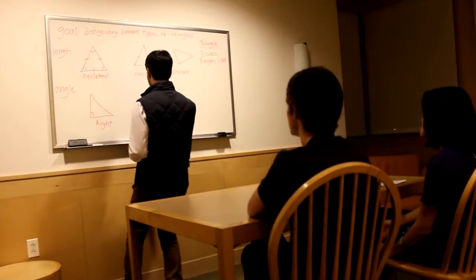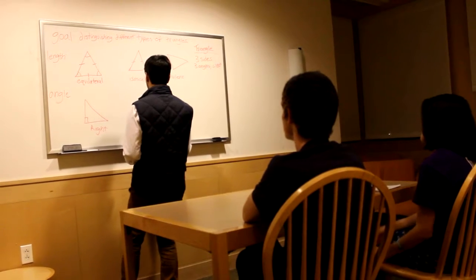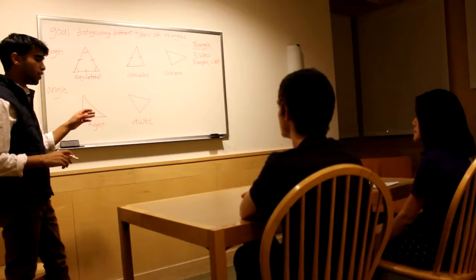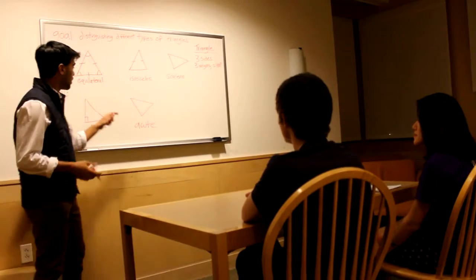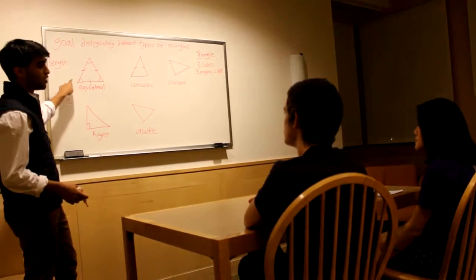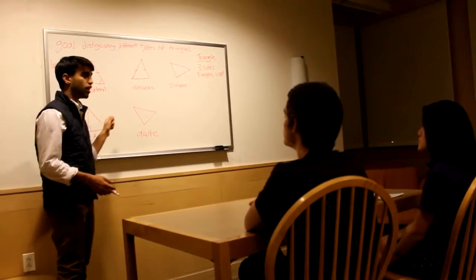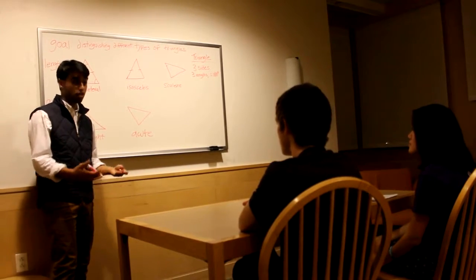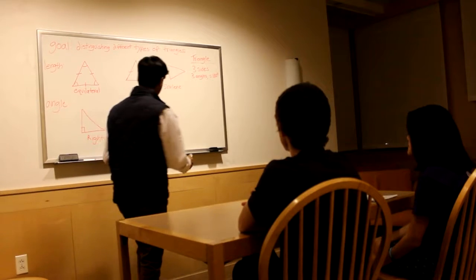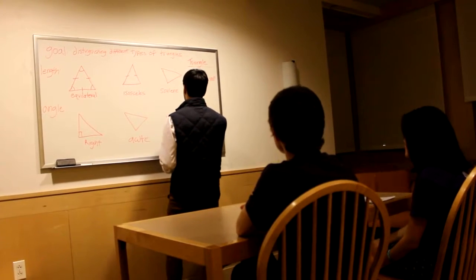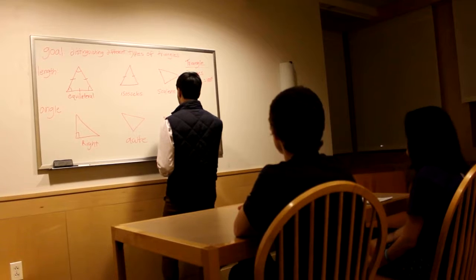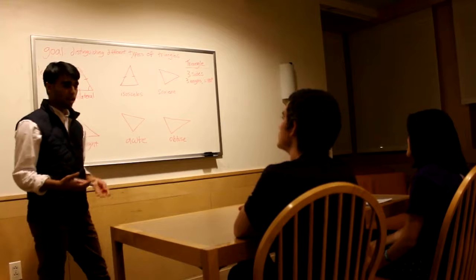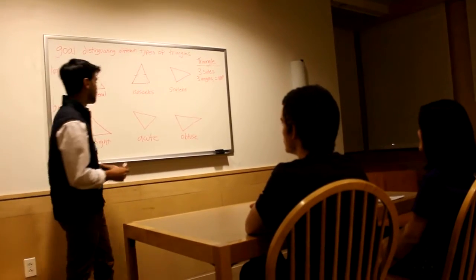Our next type of triangle is an acute triangle. In an acute triangle, every angle is less than 90 degrees. So, the equilateral triangle is an example of an acute triangle because each angle is 60 degrees, which is less than 90 degrees. And our final triangle is an obtuse triangle. In an obtuse triangle, there is always one angle bigger than 90 degrees.